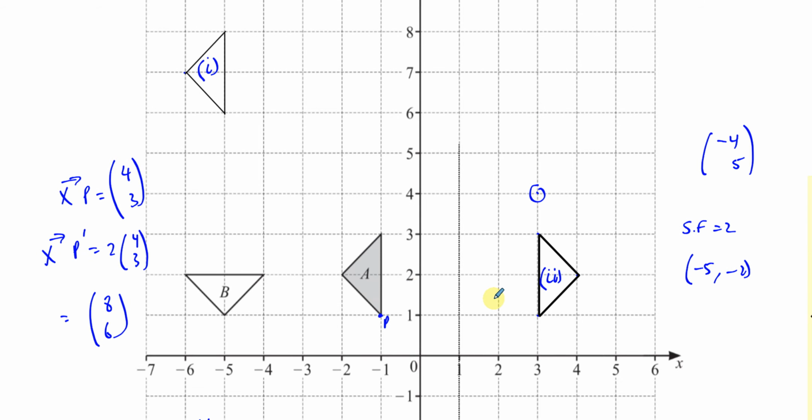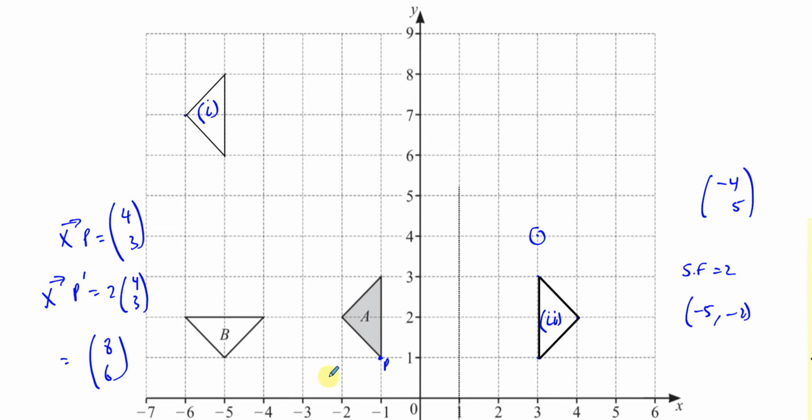Now from there I can work out the rest of it, because I know from P to this point here, let me call it Q, from P to Q is 2 units. So from P dash to Q dash is going to be 2 times 2, which is 4 units. Because the scale factor is 2, that means from 4 to 8, that's where Q dash is going to be.